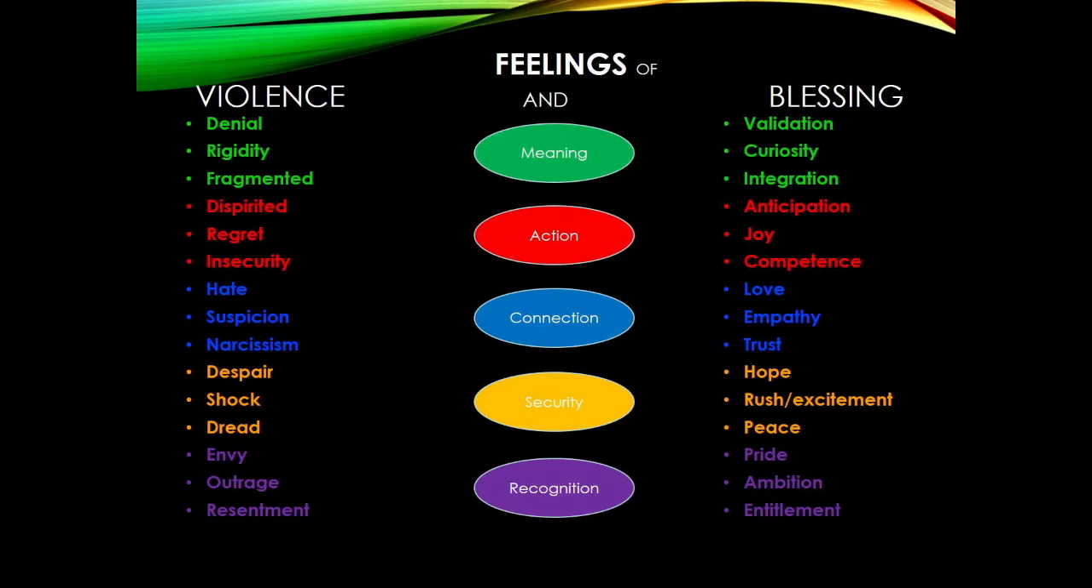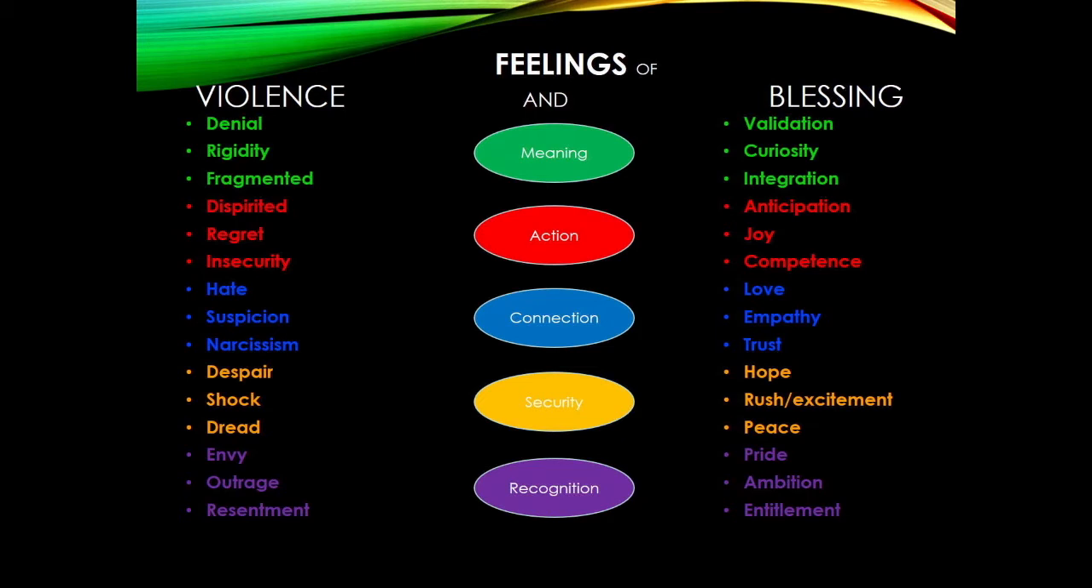So when we put these feelings associated with blessing, which I have on the right side of the screen, we can look at the opposite, which feelings take place in a context, or what I call a mimetic structure of violence. So where you have validation in a blessing environment, you have denial in a violent situation. Where you have curiosity and openness, you have rigidity in a violent situation. And where you have integration, you have fragmentation.